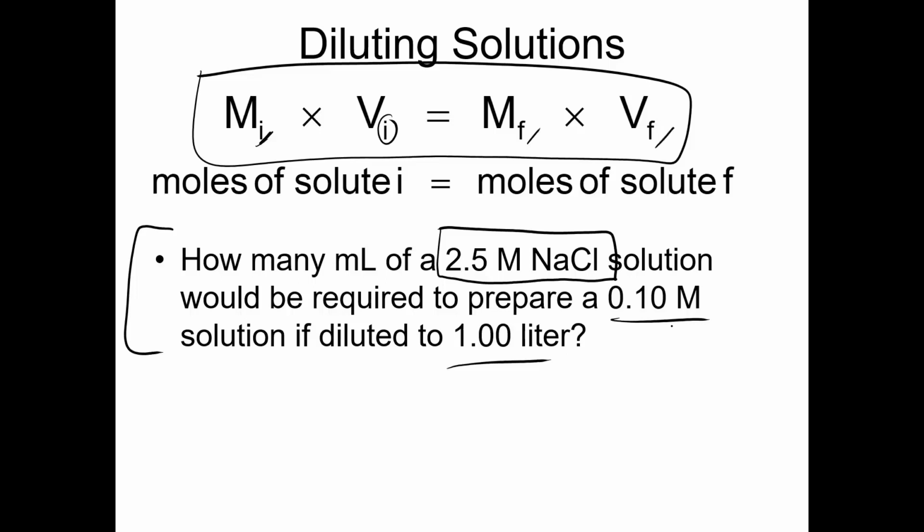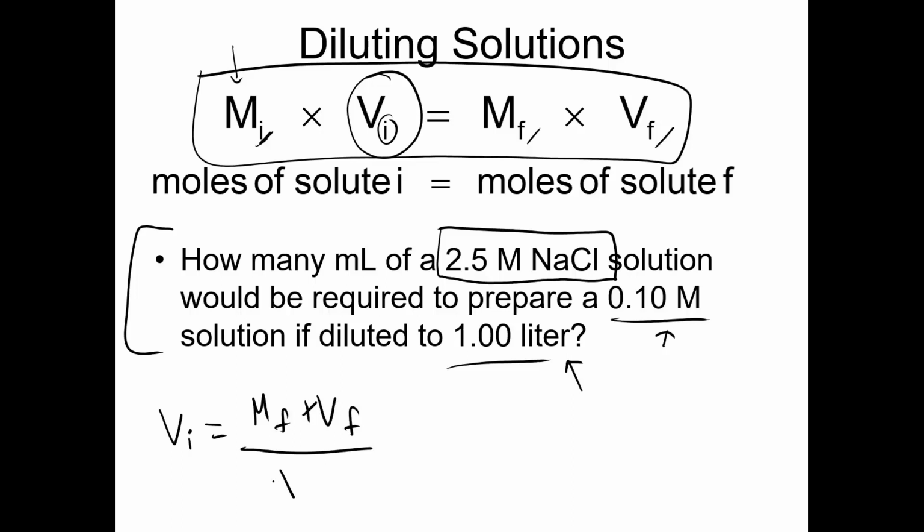And so I know what the final volume is. The final volume is supposed to be 1 liter, and the final molarity I want it to be 0.1, and I know my initial molarity, which is my stock solution, of 2.5. So I use algebra to solve for volume. I want to know how much of the initial solution I need. So I'm going to need like 40 milliliters or 50 milliliters or whatever, and then add enough water to that to make a liter. That's what's happening here. So VI is going to equal MF times VF divided by MI.